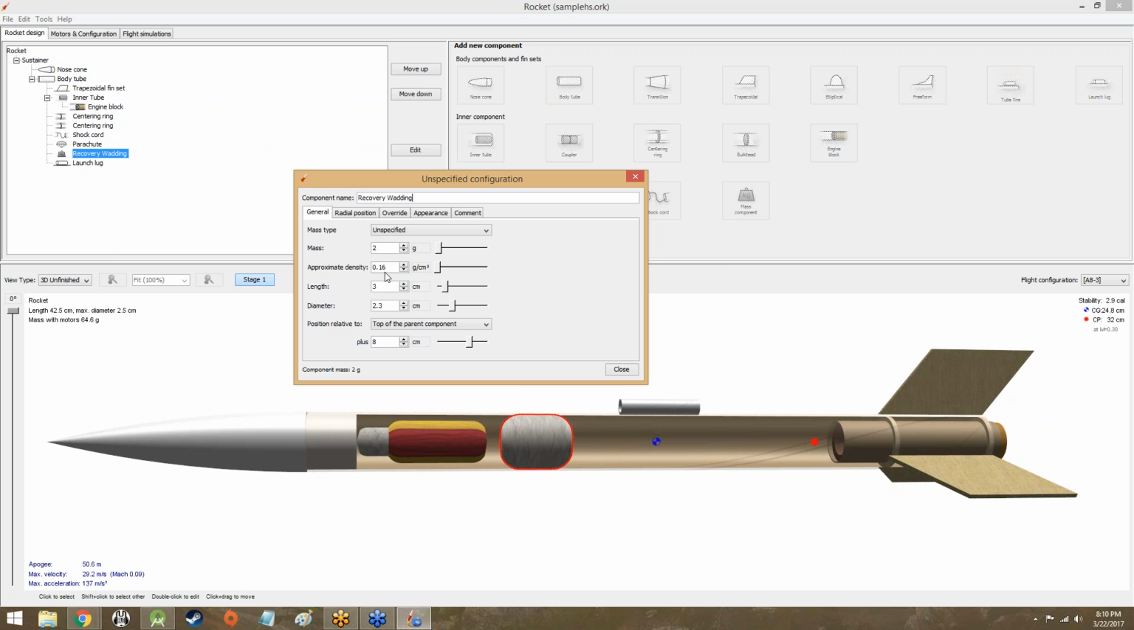It's 0.16. However, it's usually easier just to do the mass, the length, and the diameter, and let the computer figure out the approximate density. So you can put 2 grams in for the mass, 3 centimeters in for the length, and 2.3 centimeters in for the diameter, and then it will automatically calculate that one for you.